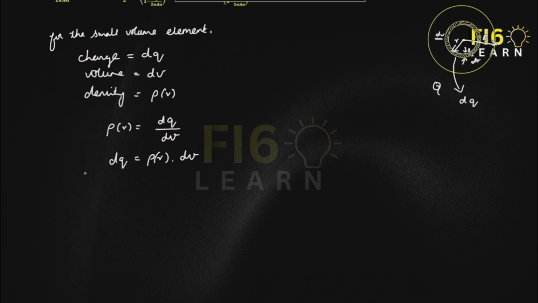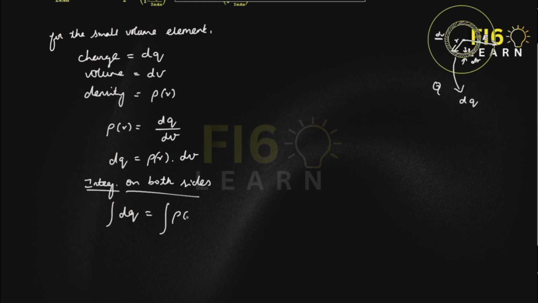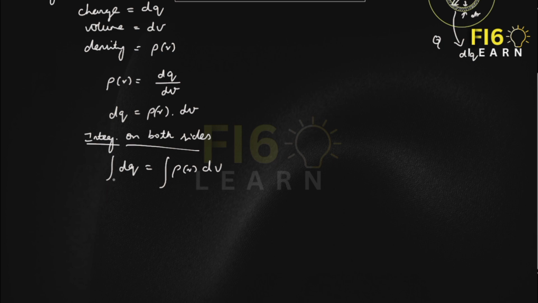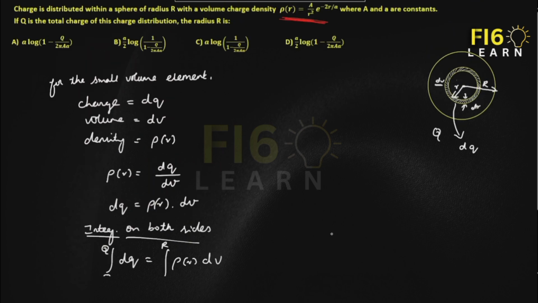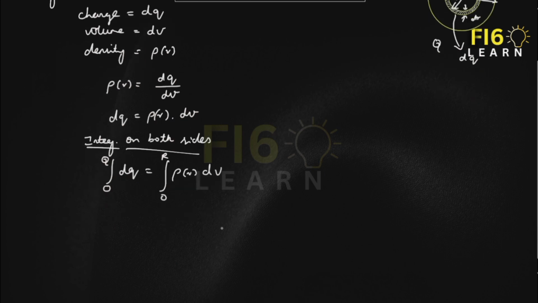I'm integrating on both sides. I will get integral dq equal to integral rho of r into dV, and for the limits of integration, the charge value varies from 0 to Q. The value of charge varies from 0 to capital Q. The total charge is 0 and it increases to Q. The initial radius is 0 and the final radius is capital R. At the center the radius value is 0, so when you move from the center to the outer surface of the sphere, the radius value changes from 0 to capital R. So that's why I am using this.